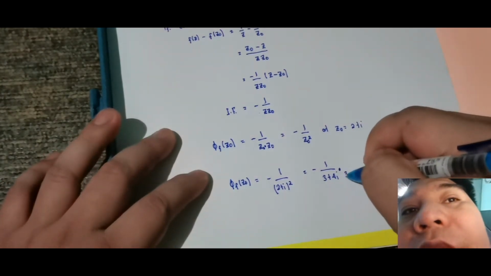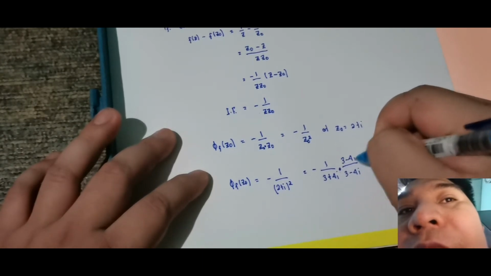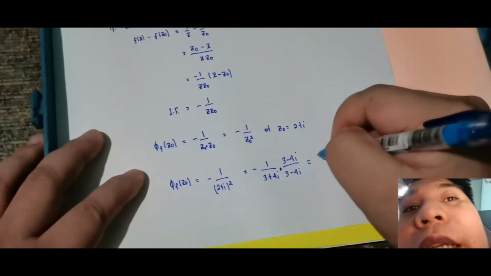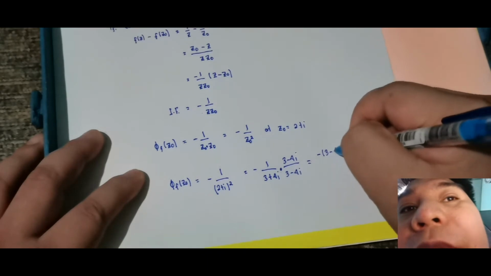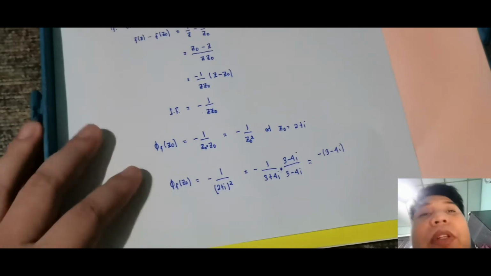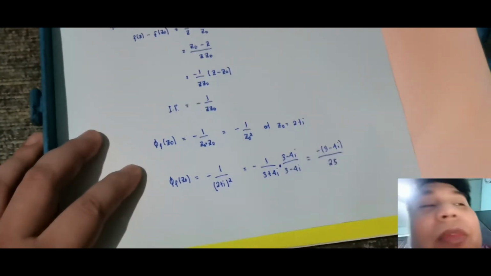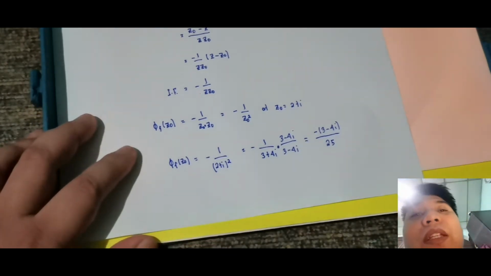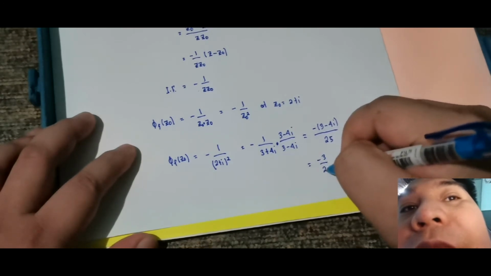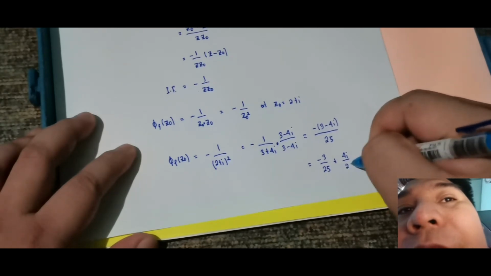So, conjugate. So, this is 3 minus 4i over 3 minus 4i. Okay, so this is equivalent sa negative of 3 minus 4i, all over 3 squared plus 4 squared, which is 25. Okay, so hindi na ako nagkamali sa pag-multiply niyan. So sure na akong 25. Then apply na natin negative. So this is negative 3 over 25 plus 4i over 25.